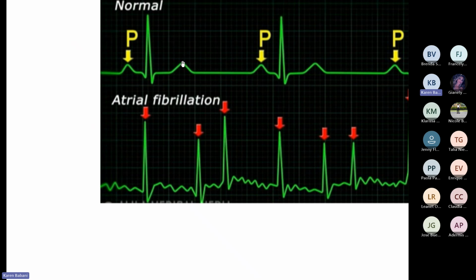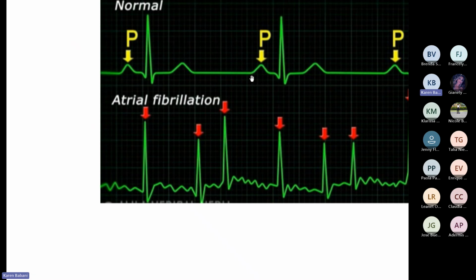Or you can divide 0.12 by 0.04, and that will leave you 3. What does that mean? This QRS complex should measure from beginning to end less than 3 squares. So let's talk about the PR interval.